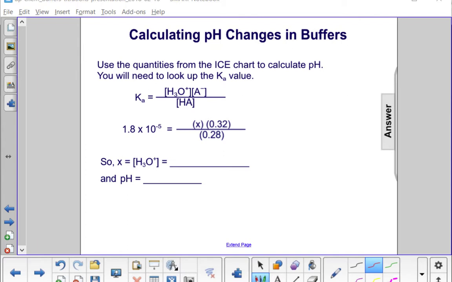For acetic acid, the Ka is 1.8 times 10 to the minus 5, which equals the hydrogen ion concentration, which we've called X, times the concentration of A minus, 0.32, divided by the concentration of the HA, the acetic acid, 0.28. We do a little bit of algebra to solve for X, and we get 1.58 times 10 to the minus 5. Because X is the hydrogen ion concentration, we can take the negative log of that to get the pH, and we get 4.80.